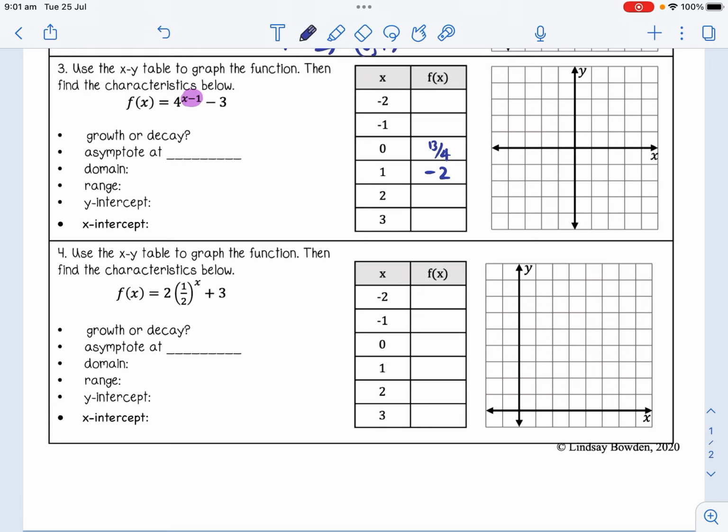Okay, next one, when x equals 2. So it's 4 to the power of 2 minus 1 minus 3. 4 to the power of 1 minus 3, which is 4 minus 3, which equals 1. Positive 1? Something seems strange there. I'm not sure that I've done that right from the beginning. I feel like I made a mistake earlier. I know what I did wrong. This one here should have actually been 1 quarter minus 3, which is 1 quarter minus 12 quarters, which equals negative 11 quarters. That looks better.